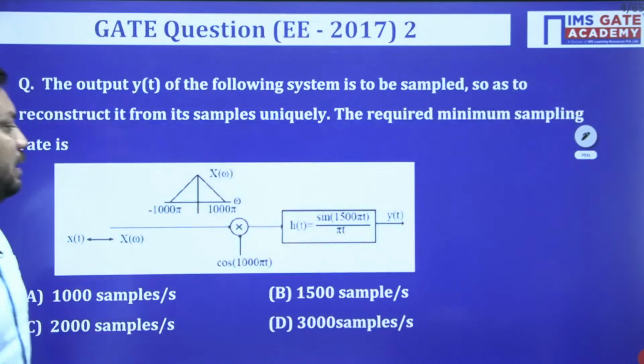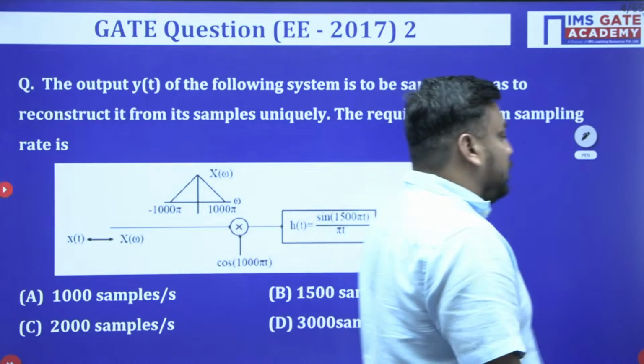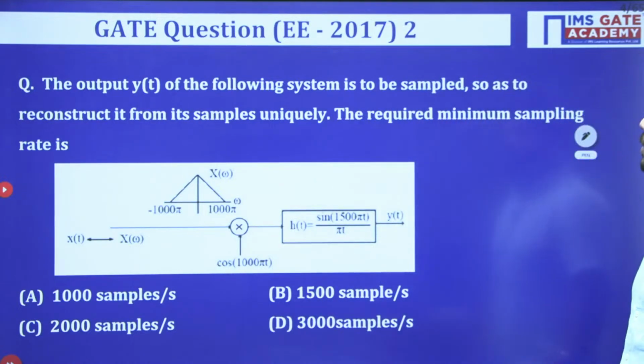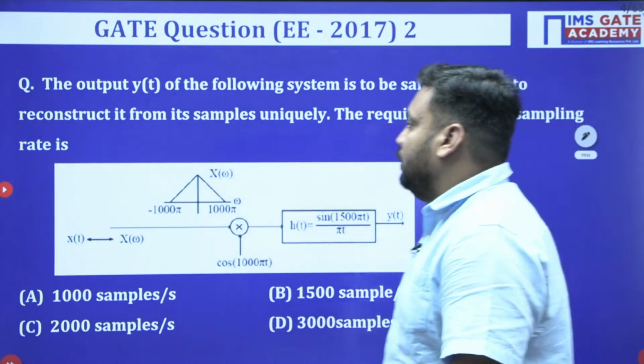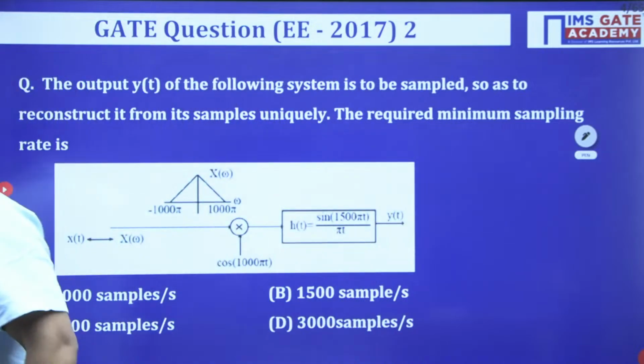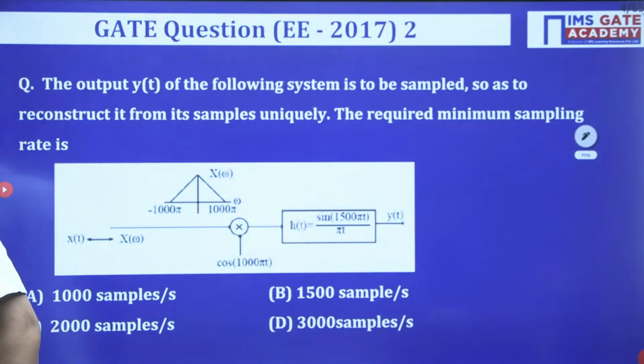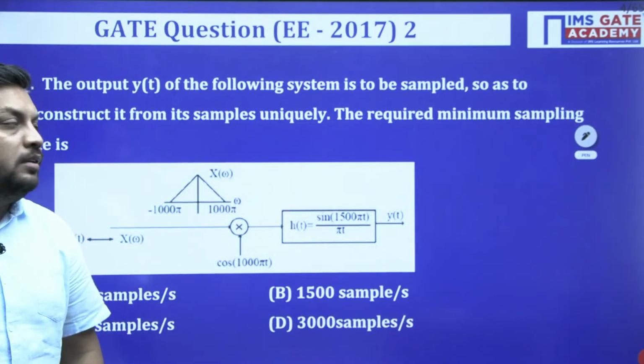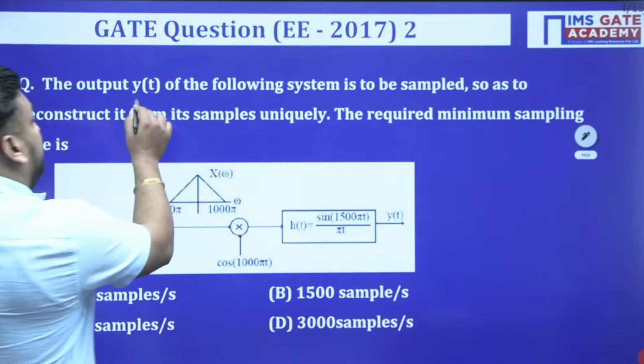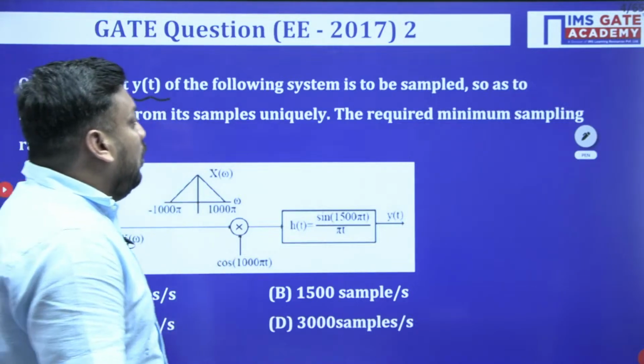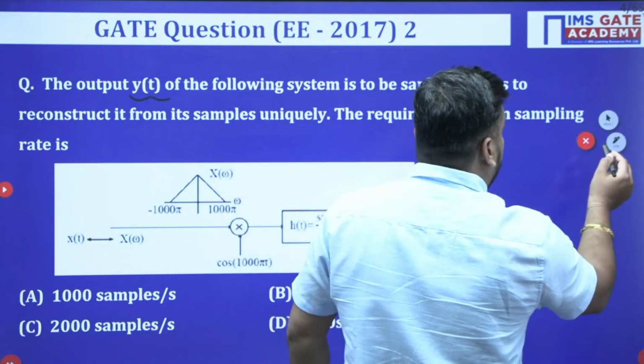Now today's class I am going to start with this question. It is again a 2 marks question asked in ESE 2017. The output y(t), the examiner is asking for the output y(t). So the output y(t) of the following system is sampled.